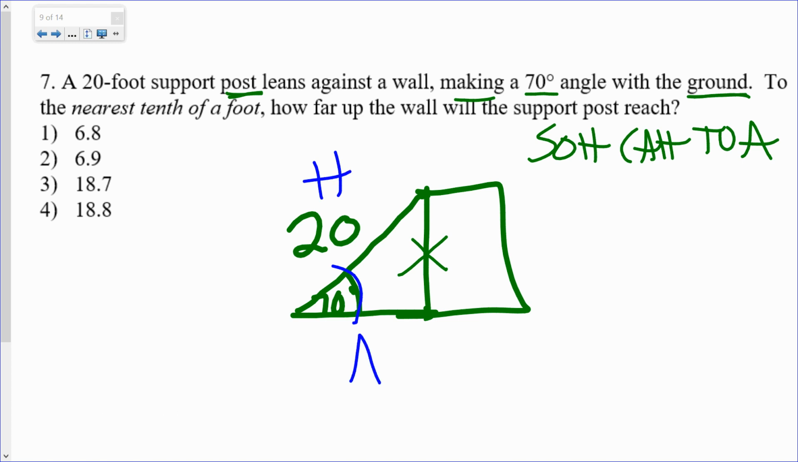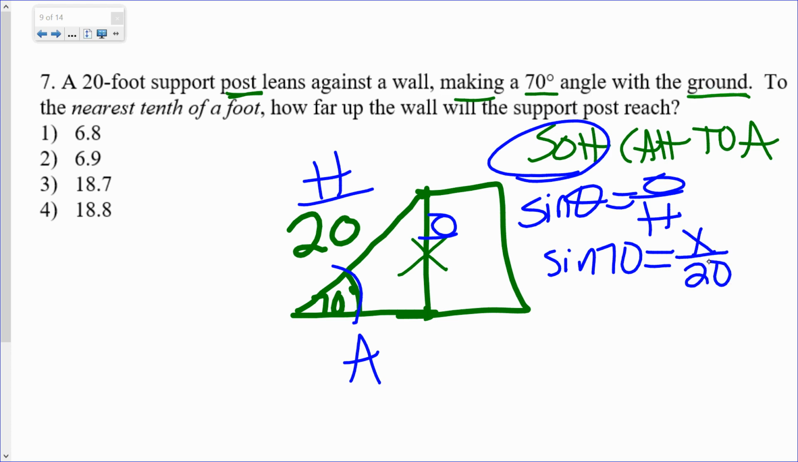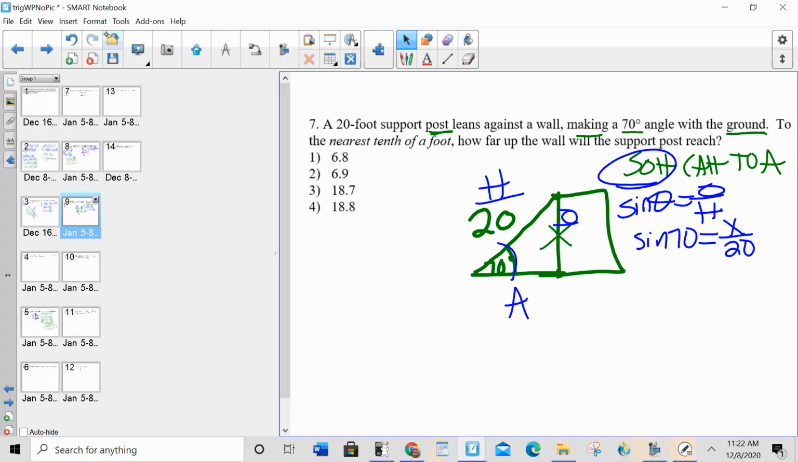H, A, O. H is 20, O is X, sine. Sine theta equals O over H. Theta in this example is 70. Theta is always the angle. O is X. H is 20. Since X is in the fraction, I'm going to have to cross multiply and solve.